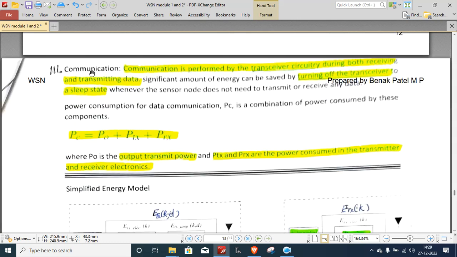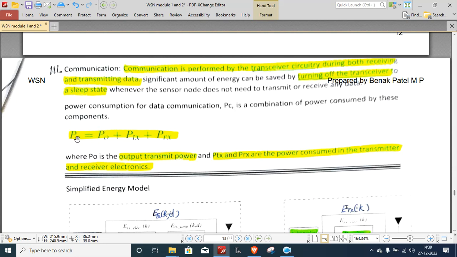And finally, we have communication, and this is the one that consumes a lot of power. Communication is performed through transceiver circuitry during both receiving and transmitting data. A significant amount of energy can be saved by turning the transceiver to a sleep state whenever the sensor node does not need to transmit or receive any data. Power consumption for data communication PC is a combination of power consumed by these components.